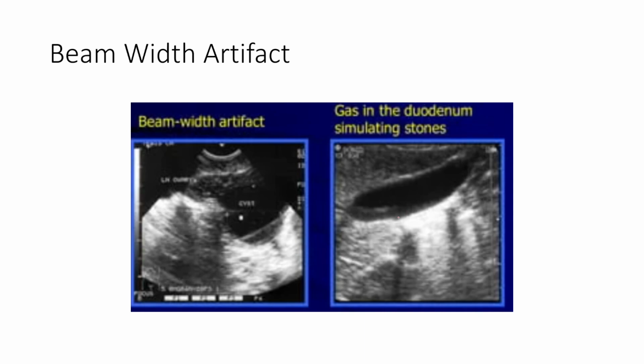Then, whenever there are gallstones, or gas in the duodenum, this is the duodenum. Gas in the duodenum may simulate stones. So this is called beam width artifacts.